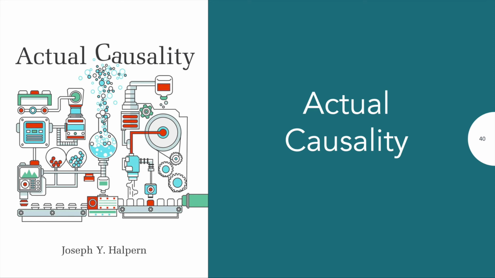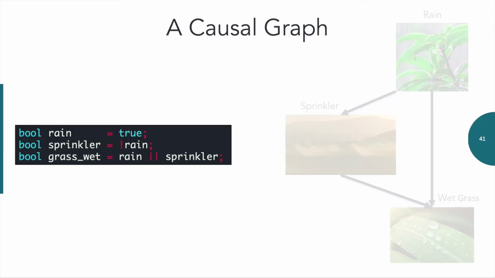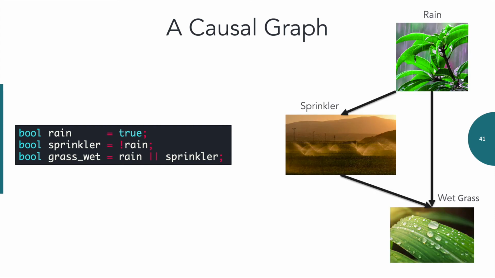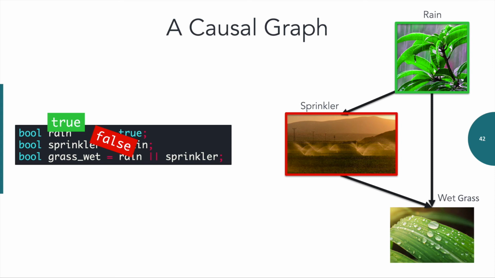And this insight is great news because there's been a lot of research into causality, and we can just look up some of what they say. Causal inference researchers work in these kind of causal graphs, which are basically straight line programs. So here's a causal graph for the sprinkler. The rain was true, the sprinkler is the opposite of rain, it's false, and the grass is wet if either the rain happened or the sprinkler came on. And now we can ask, did the rain cause the grass to be wet?